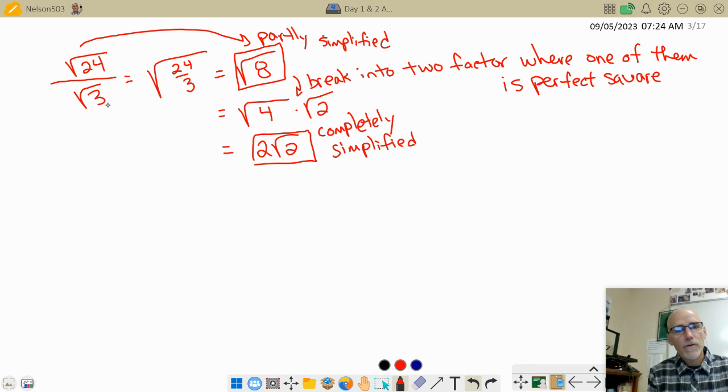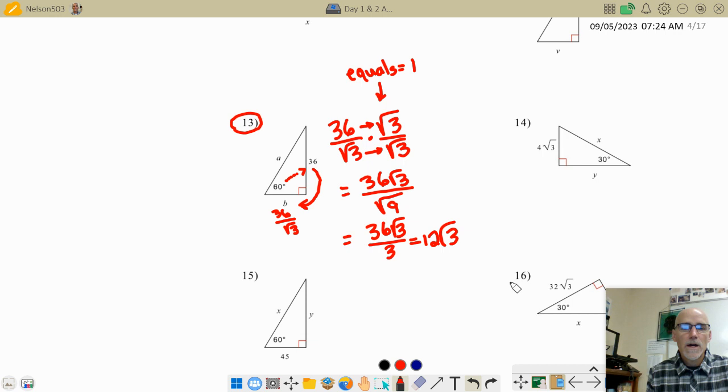How do you simplify a fraction like this? The second part of the assignment is how do you rationalize the denominator? Okay, so this part is called rationalize the denominator. All right, I hope I made that clear. Good luck.